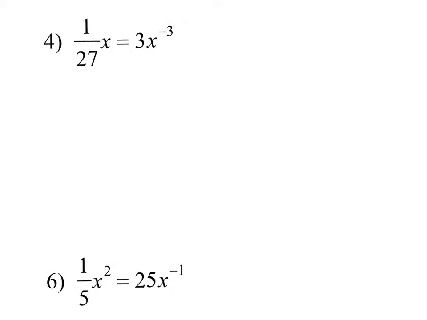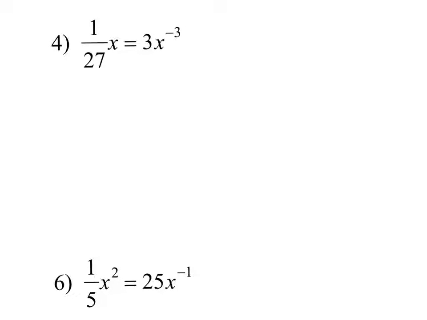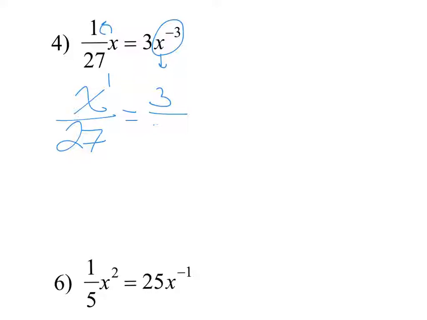Okay, let's look at one more of these. And if I'm moving too fast, it is your responsibility to pause the video and to figure it out and go through it, okay? So in this case, we're going to bring the x up top. So we're going to have x over 27 equals, and this is an x to the first. We have 3. This guy has a negative exponent, so it moves down and becomes x to the third. I cross multiply, and I get x to the fourth equals 81.